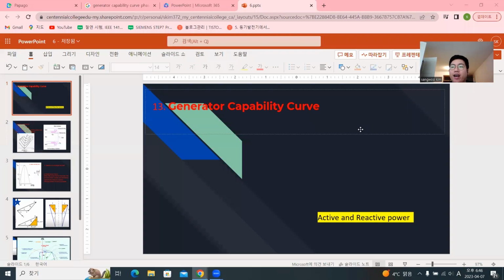Hey guys, today we will learn about the generator capability curve. It's a little bit complex, but we can figure it out. What I mean is, if we understand and watch every single one of the lectures, we can understand it easily. Don't need to struggle to memorize. Let's see.